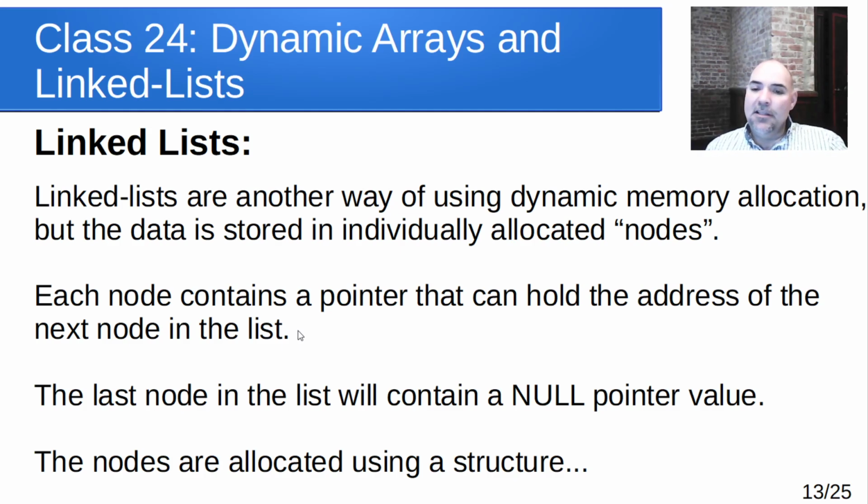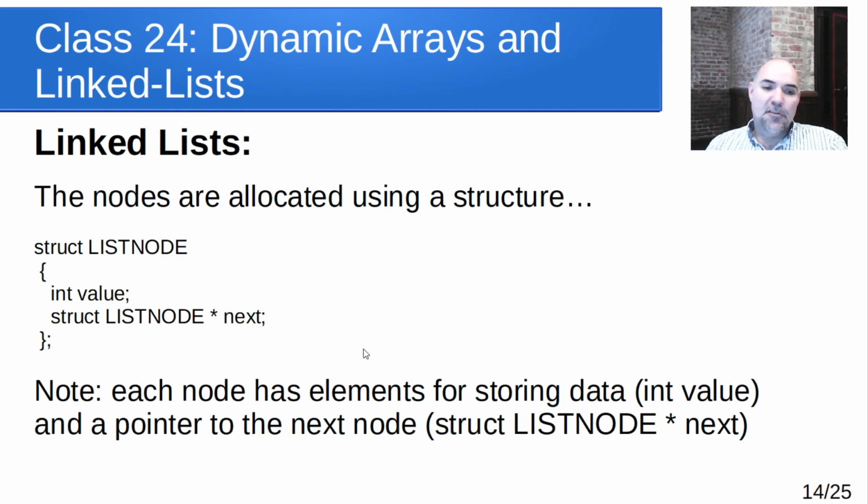So the last node in the list, how do we know when we're at the end? Well, the pointer value will contain a null pointer, a pointer value of 0. And then the nodes themselves are usually allocated using a structure, and the structure would look something like this. The data that we want to store, and then a struct list node pointer. Notice this is a struct list node itself. So we're saying this node has a value, but it also has a pointer to another thing that's the same type as it, that will then have its own value and its own pointer, which will point to the next one, and so forth.